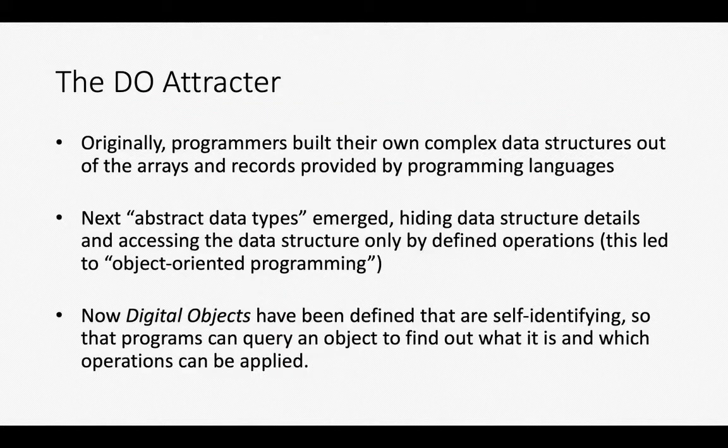So to attach this to an object-oriented view, originally programmers built their own complex data structures out of arrays and records provided by programming languages. Next, abstract data types emerged, hiding the data structure details and accessing the data structure only by defined operations, basically object-oriented programming. Now digital objects have been defined as self-identifying, so programs can query an object to find out what it is, and more importantly, which operations can be applied to the digital object. And we'll talk a little bit more about exactly what a digital object is in a moment.